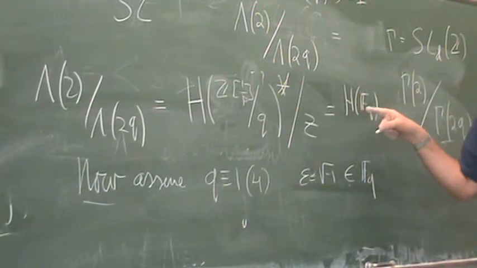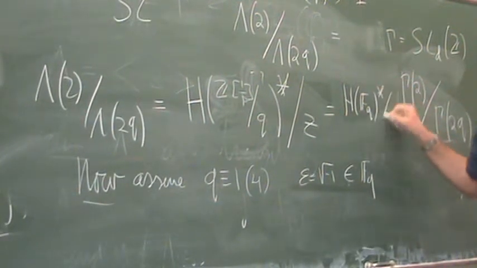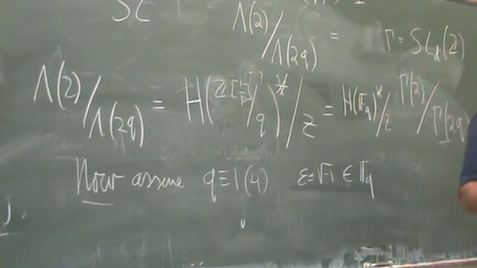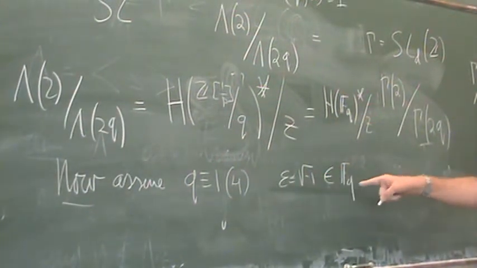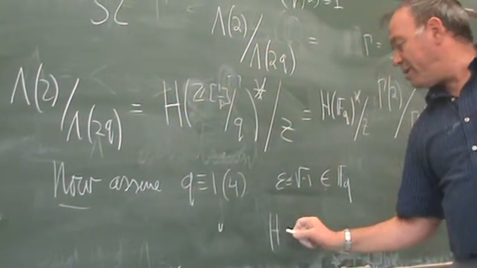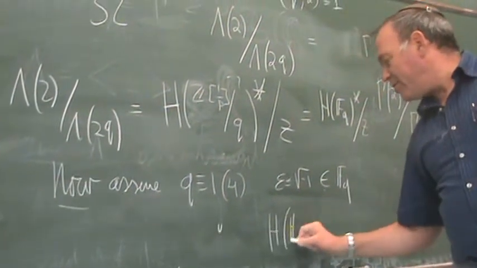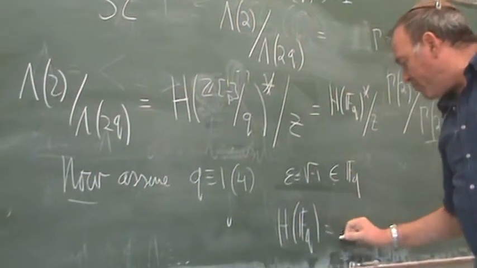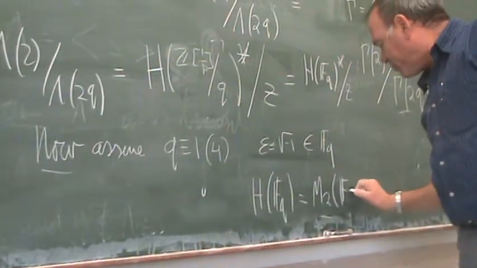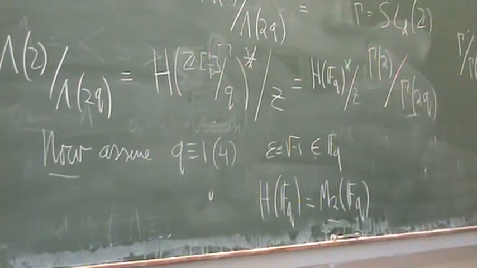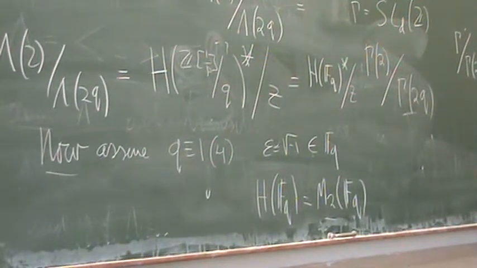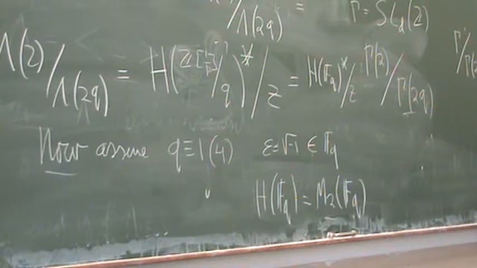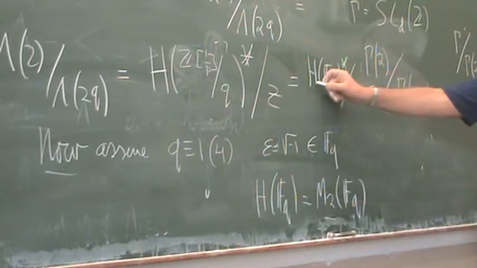So this is the same as H(F_q)* divided by its center. But if epsilon minus 1 is in F_q, even if not, by the way, then H(F_q) in a very explicit way is isomorphic to the 2 by 2 matrices over F_q. That's what we started today: if the field contains the square root of minus 1, then the quaternion algebra splits over there, and we have an explicit splitting.